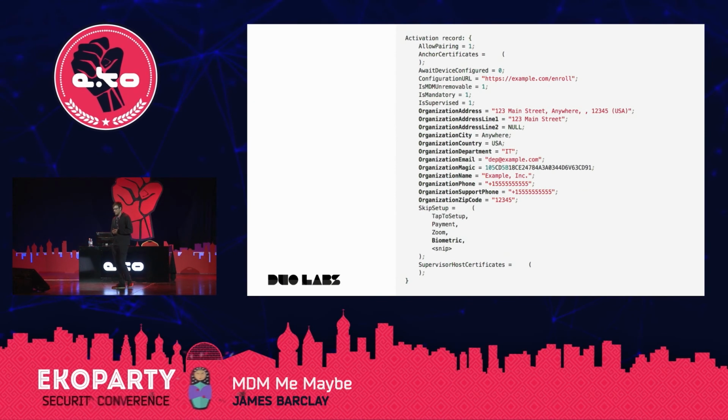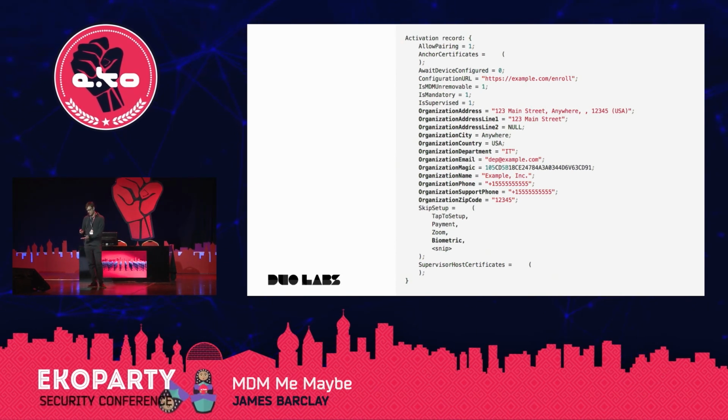So I said I was going to talk about activation records. To give you an idea of what those look like, we have a screenshot here. This is what is returned by Apple as a JSON blob during the DEP check-in process, shown in a pretty-printed format.